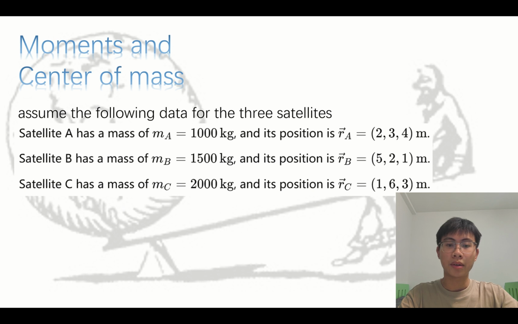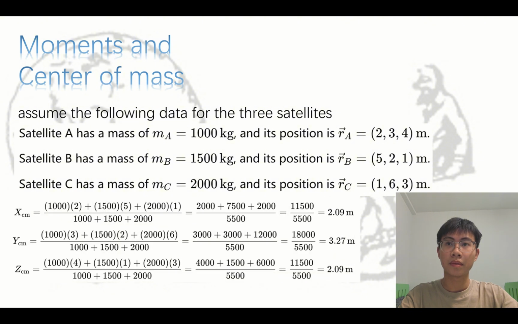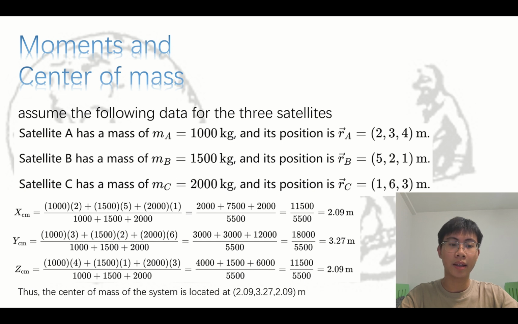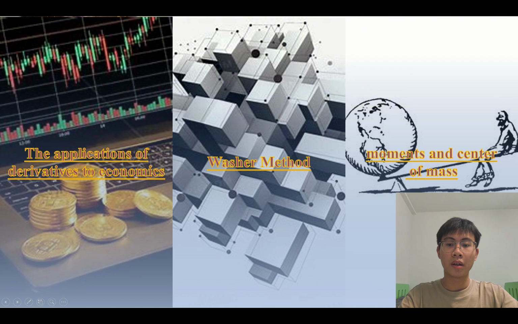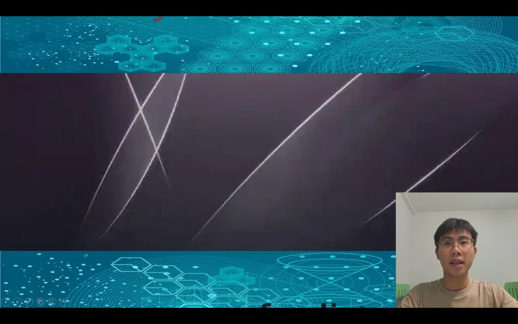Bringing in real data, we can see the moments and the center of mass. Thus, the center of mass of the system is located at 2.09, 3.27, 2.09. To sum up, calculus is widely used in the applications of derivatives to economics, the washer method, and moments and center of mass. And life cannot be separated from calculus. Thank you for listening.